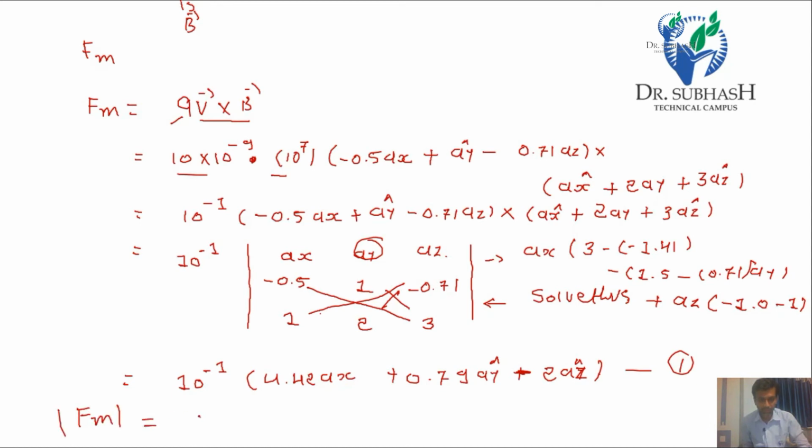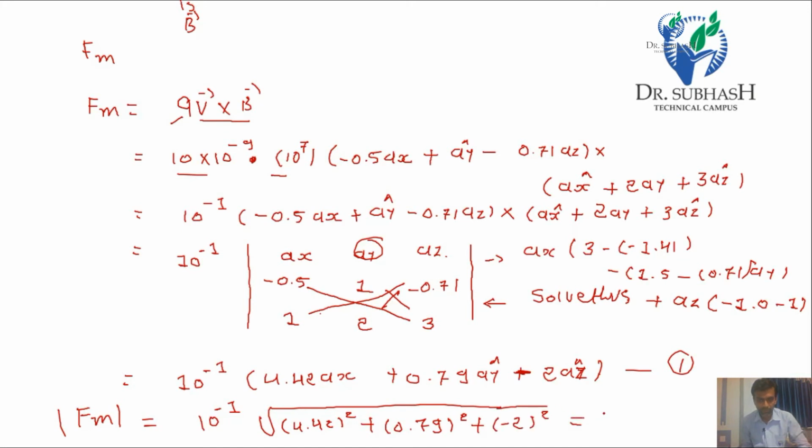Now the magnitude of the force: we can say 10^−1 under root of 4.42 squared plus 0.79 squared plus (−2) squared. If we solve them, we get the total force as 0.49 Newton.